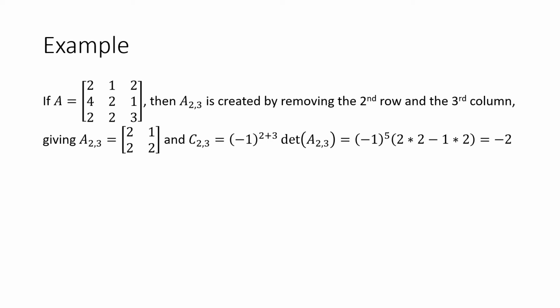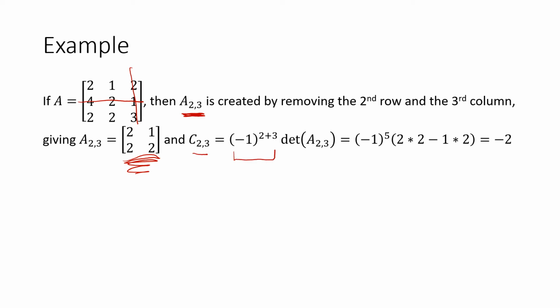So here's an example. We have a 3 by 3 matrix here, A. We're looking for the 2, 3 cofactor. So to get the 2, 3 cofactor, we have to find A2,3. So you remove the second row and the third column. What do you get? You end up with this matrix, a 2 by 2 matrix. Now, for a 2 by 2 matrix, we know how to get the determinant.